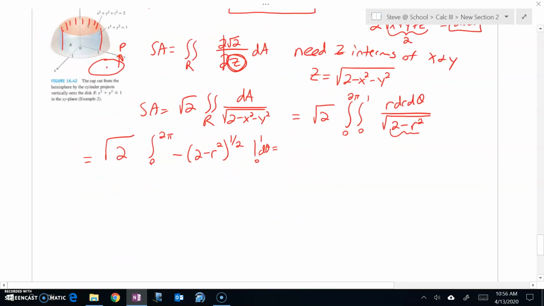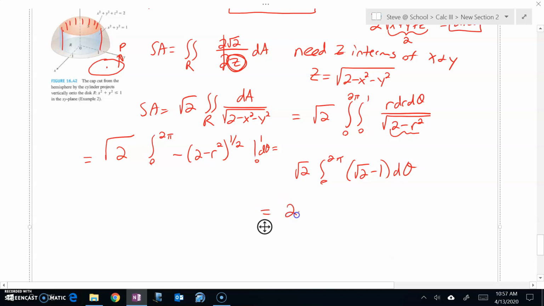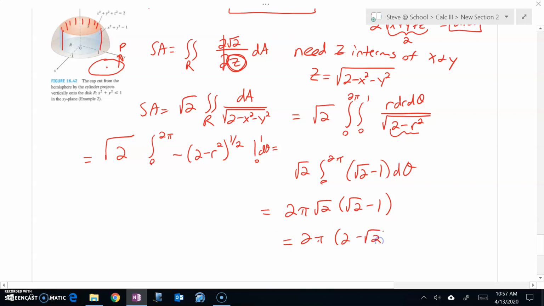When you plug that in, you end up with root 2 integrated from 0 to 2 pi. When you simplify everything and distribute the negative, you get root 2 minus 1 d theta. So what ends up happening is when you integrate, the surface area becomes 2 pi root 2 times root 2 minus 1, which you can actually simplify into 2 pi times 2 minus root 2.